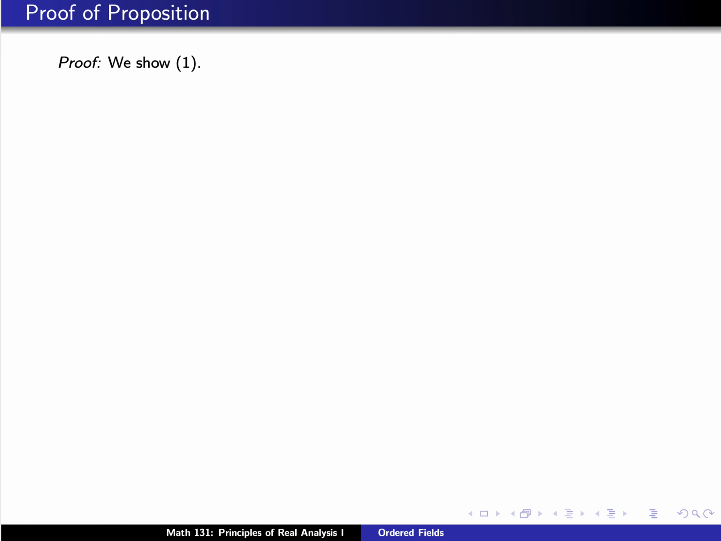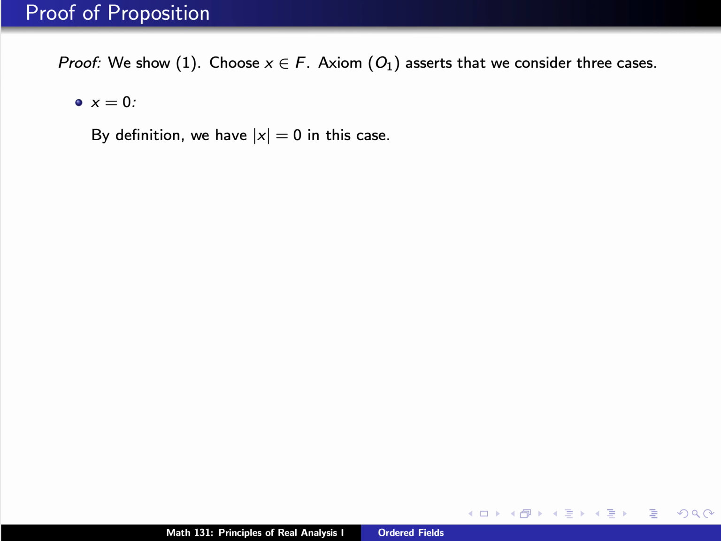Let's try to go over the proofs of these three statements. We'll begin by showing the first one. Let's choose an element x in F. According to axiom O1, that is the trichotomy law, we have three cases to consider. First, say that x is 0. By definition, the absolute value of x is 0 in this case. Let's say that x is positive. By definition, the absolute value of x is equal to x, so again, the absolute value of x is greater than 0 in this case.